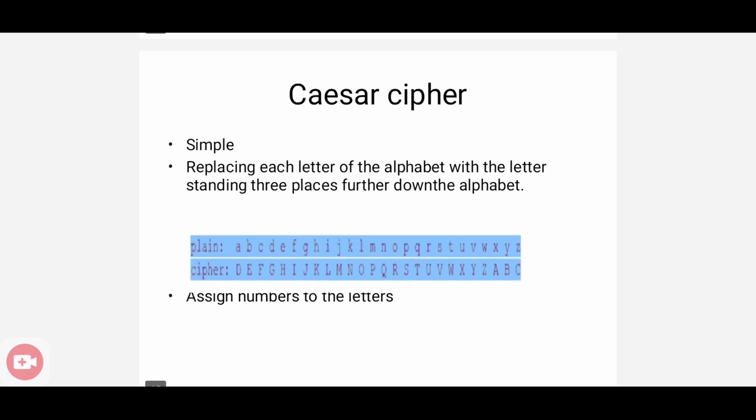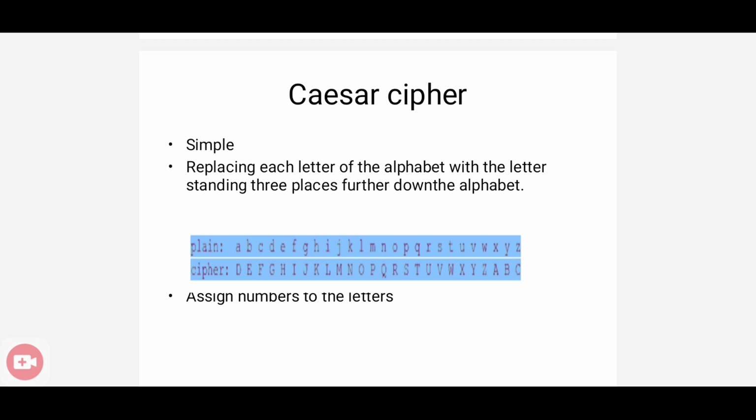So first one, Caesar cipher. It is a simple substitution technique in which we replace each letter of the alphabet with the letter standing 3 places further down the alphabet. That means if the plain text is A, we can replace that A by D. How? We can replace each letter of the alphabet with letters standing 3 places further down the alphabet.